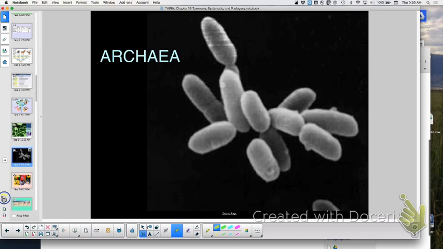They're different from bacteria because of their rRNA. Their cell membranes have branched lipids. I don't have this in the notes right here, but archaea do not have the cell walls made out of peptidoglycan.